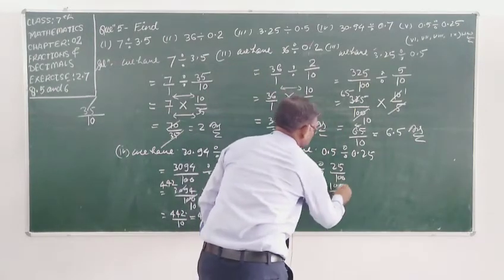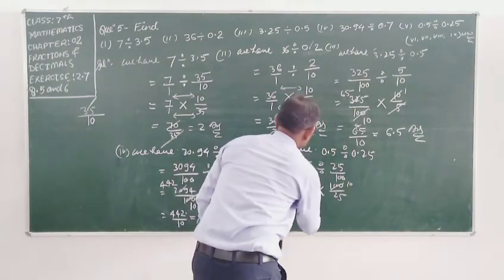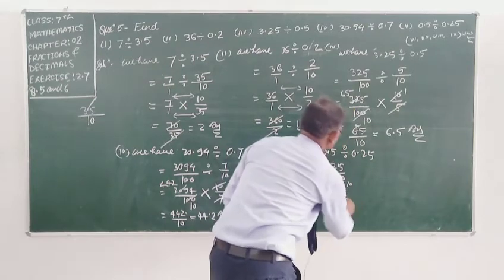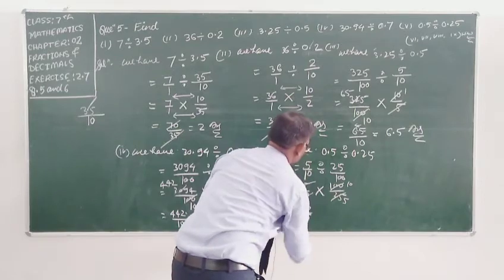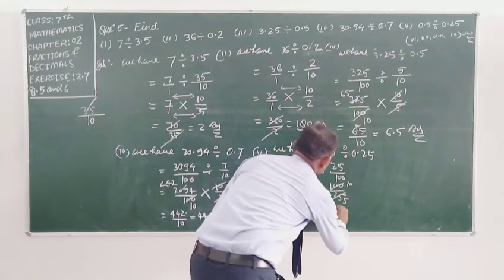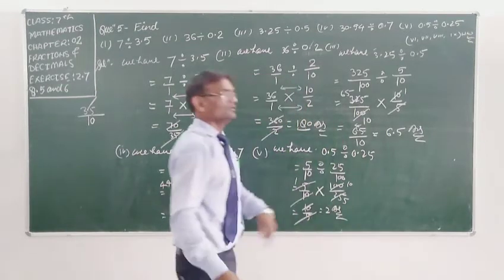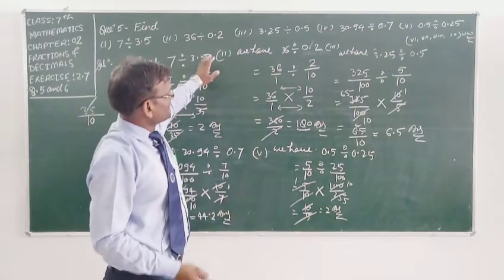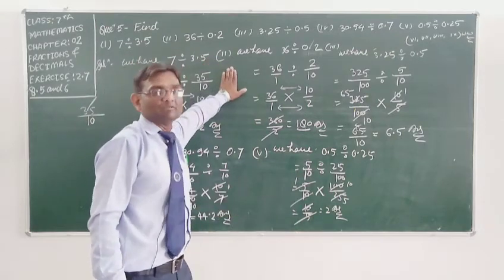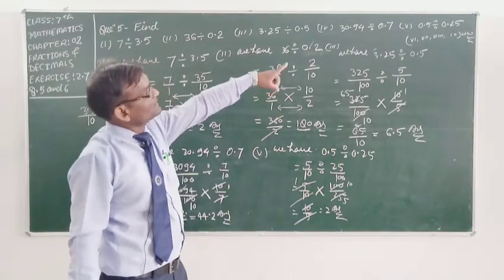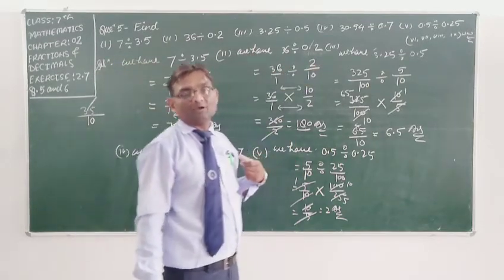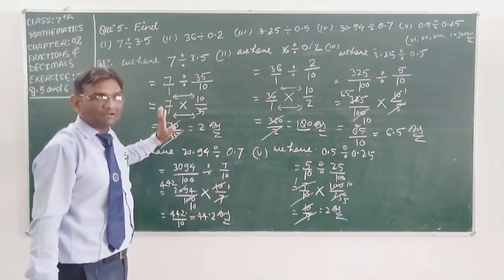So 10 tens are 100, and 5 fives are 25. We get 10 upon 5, and 5 twos are 10. Answer is 2. So, student, I hope you have understood this question very well. So, according to this question, you will solve the remaining part 6, 7, 8 and 9.